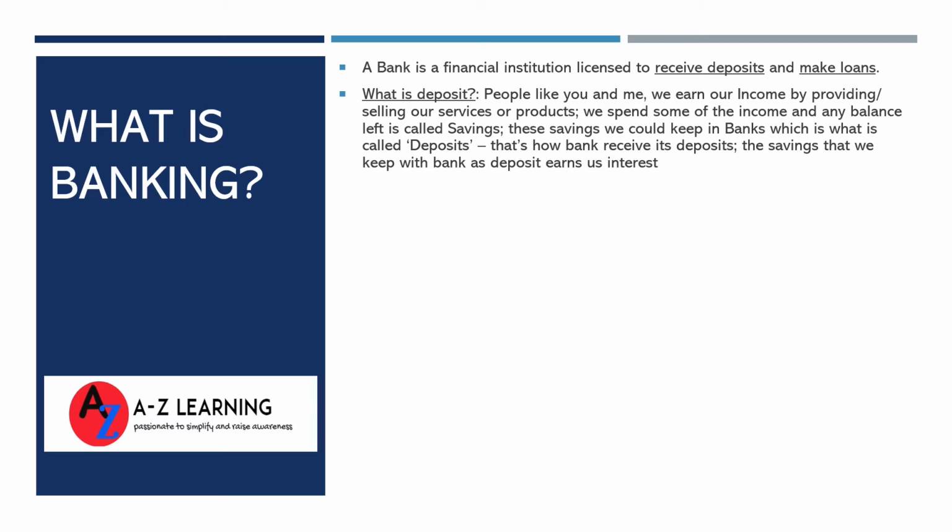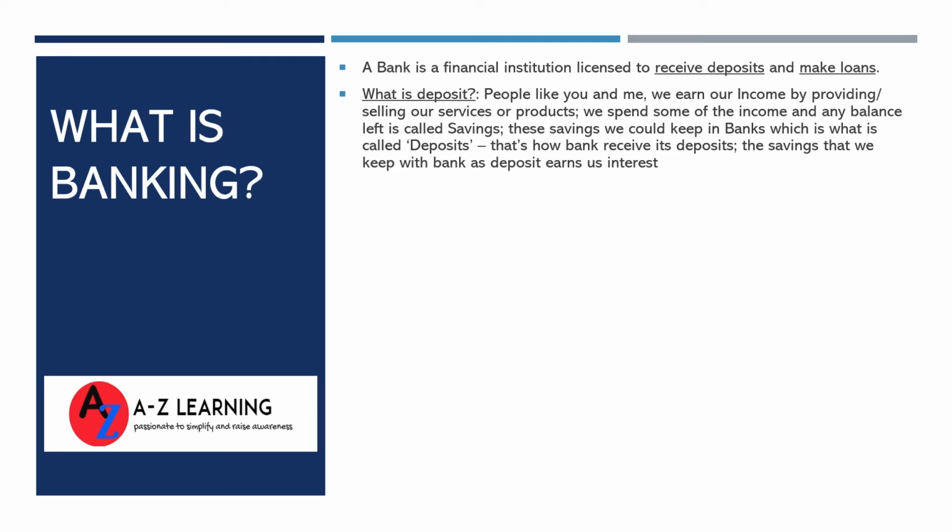So people like you and me, we may be working for a company, maybe we are employed by a shop, and we are providing services to that company or shop, and therefore on a monthly basis or weekly basis or daily basis, we earn some income. Similarly, we could be running a business where we earn some income. So whatever amount we earn by providing our services or by selling the product that we have, we make an income.